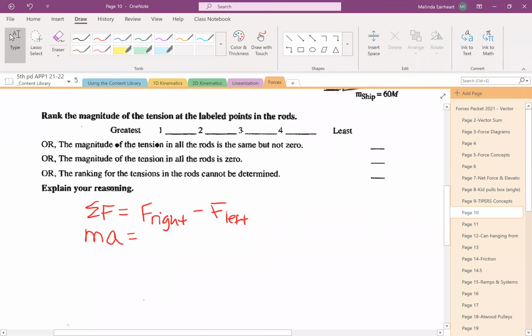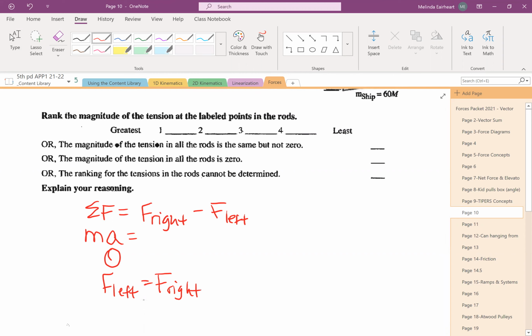Acceleration is 0. So what does that mean about the right force and the left force? They're going to be the same thing. And so the way I drew them, I actually tried to keep it equal and opposite. Newtons. Which one? Equal and opposite forces, Newtons.